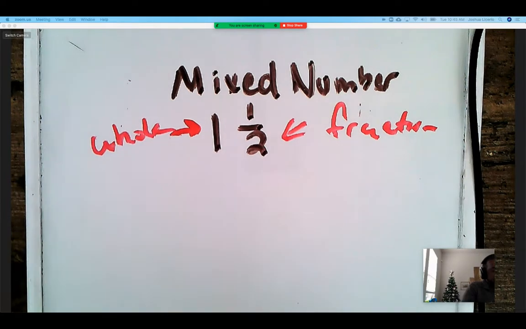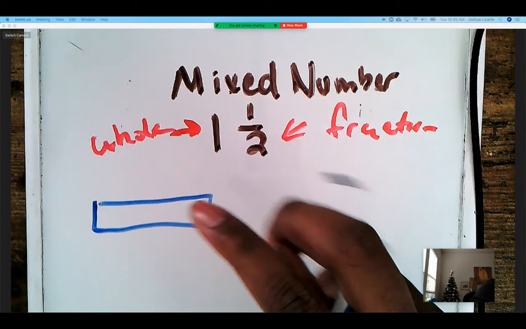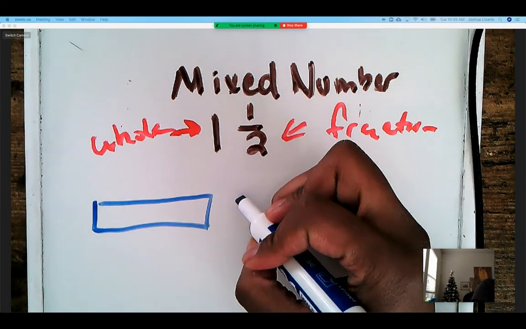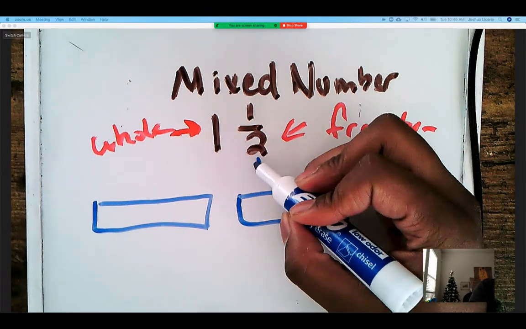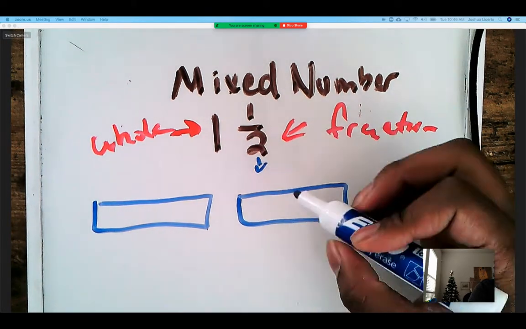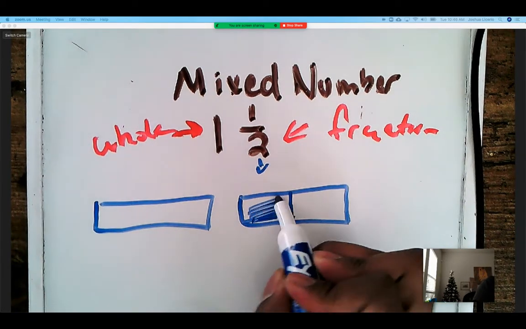So I know I have one whole, so I'm going to draw one complete whole. Then I have another fraction that's a half, so I'm going to have to draw another whole that I'm going to represent as a half. So I can represent this fairly easily. It's 1/2, so I want to split this into two pieces, shade in one of my halves.